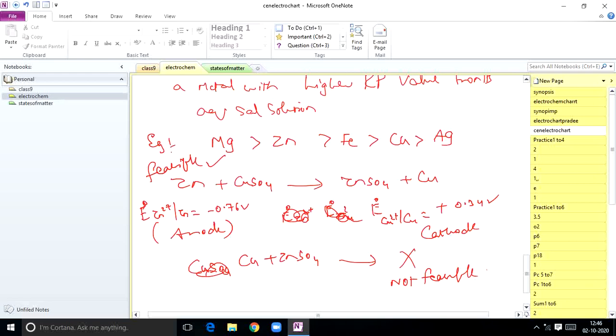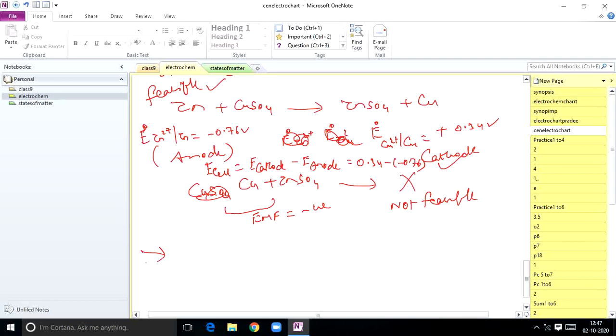If you want, you can check the EMF of the cell. For a feasible redox reaction, the EMF of the cell must always be positive. E cathode minus E anode must be positive. The rule is, EMF of the cell is equal to reduction potential at cathode minus reduction potential at anode. Applying this, 0.34 minus of minus 0.76, you get a positive value. But if you apply the same formula to the reversed equation, the EMF of the cell becomes negative. That's why that reaction is not feasible. Remember that point: EMF of the cell negative means not a feasible reaction.